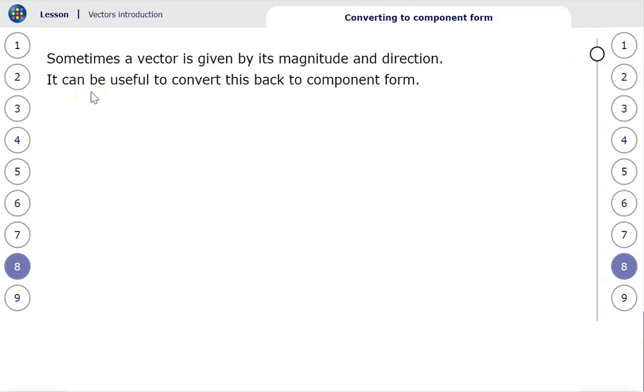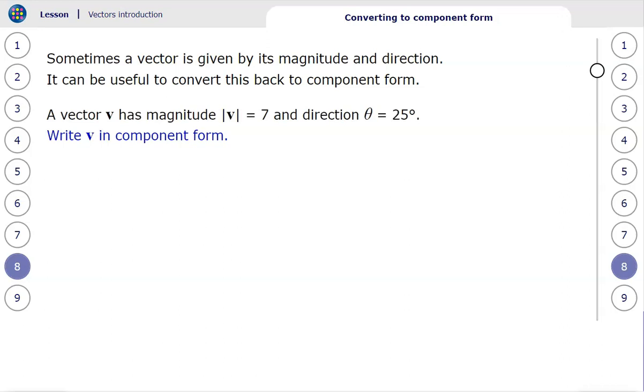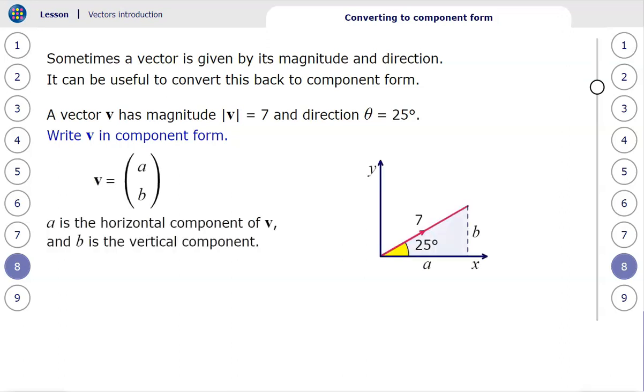Now, sometimes a vector is given with its magnitude and direction, and we can then use that to convert it back to its component form. So say I've told you that a vector has a magnitude of 7 and a direction of 25 degrees, and they ask you to write this in component form, in other words, in column form. So what do we know? Draw a little diagram for yourself. We know that we've got the vector that's going in an angle of 25 degrees from the horizontal in an anti-clockwise direction. We also know that the length of the vector is 7 units long.